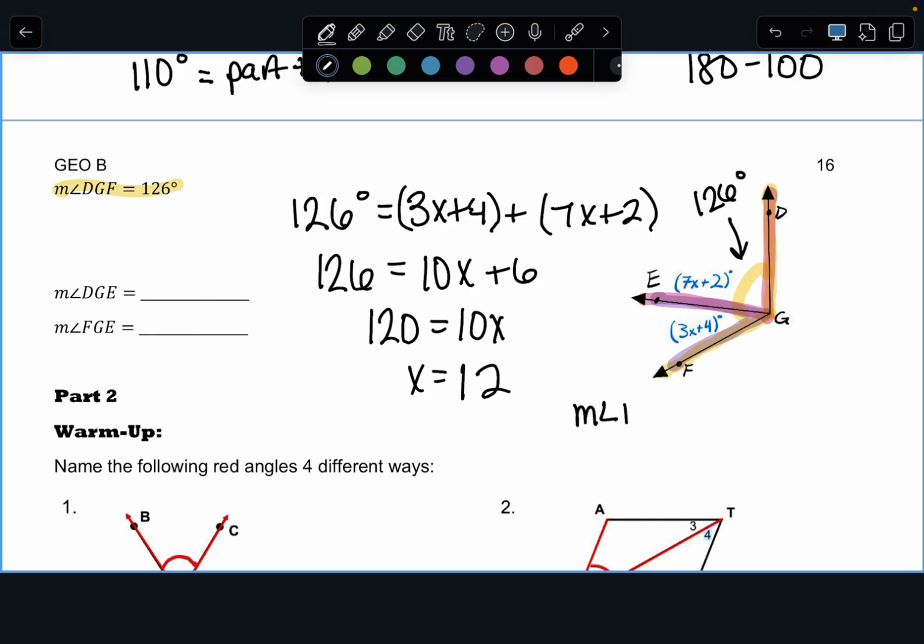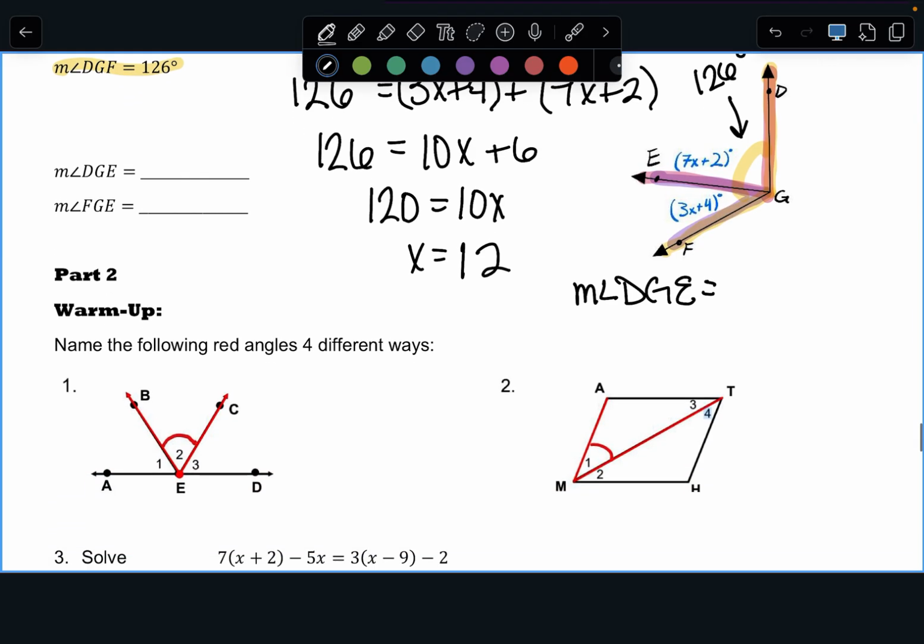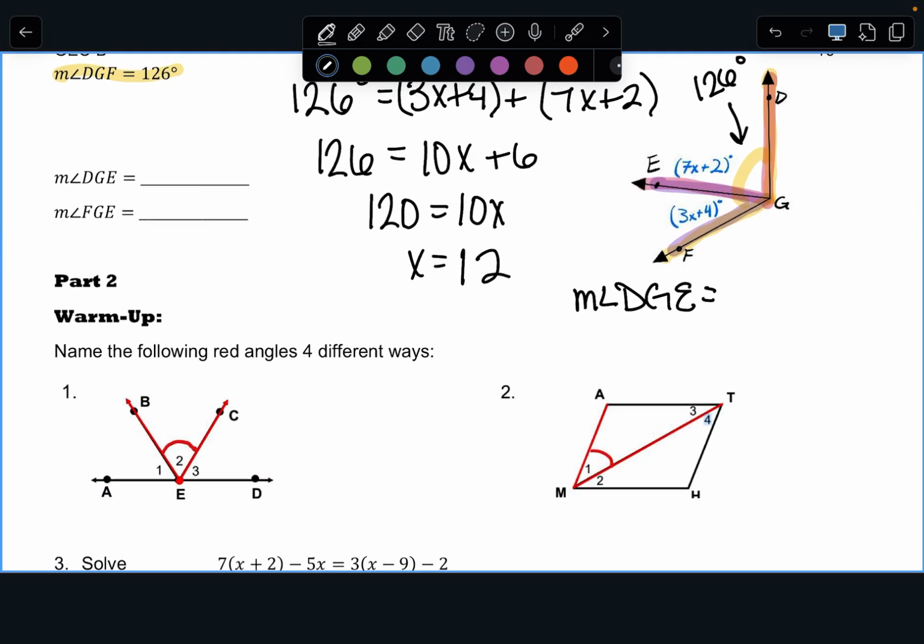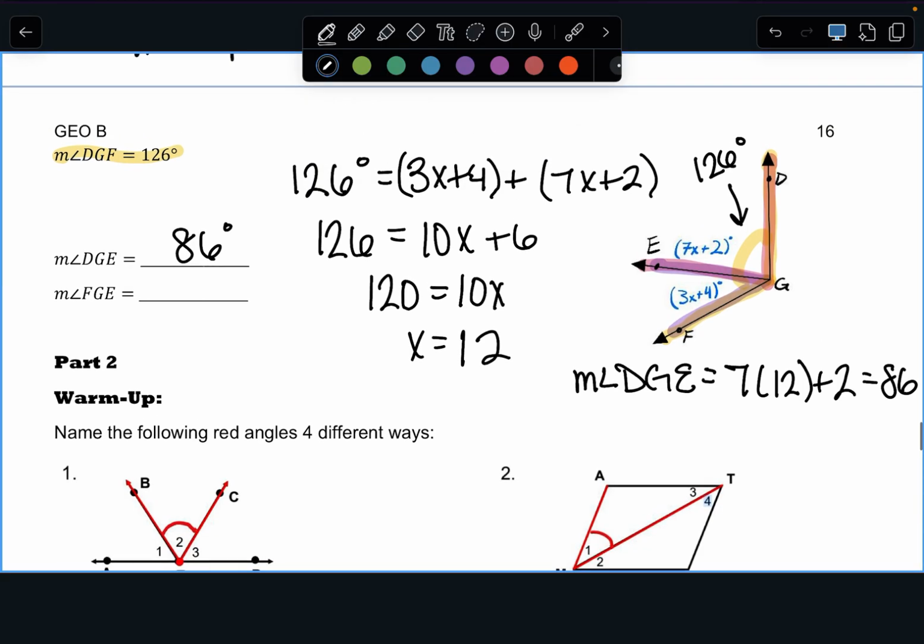The measure of angle DGE is equal to, what do you think I do here? It's 7x plus 2, but I have x. What should I do? Plug in. 7 times 12 plus 2. Perfect. Anyone know what that gives you? 7 times 12 is 84 plus 2, 86. 86 what? Degrees. Now I know that this one is 86.